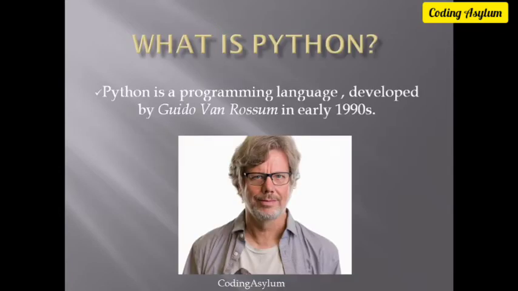Okay, so first of all, we'll learn what is Python. Before starting a programming language, we must be aware of what programming is, and we should be aware of the programming language that we are starting with. So first of all, what is Python? Python is a programming language. It was developed by Guido van Rossum, who is a Dutch programmer, in the early 1990s. You can see his photo on the screen.